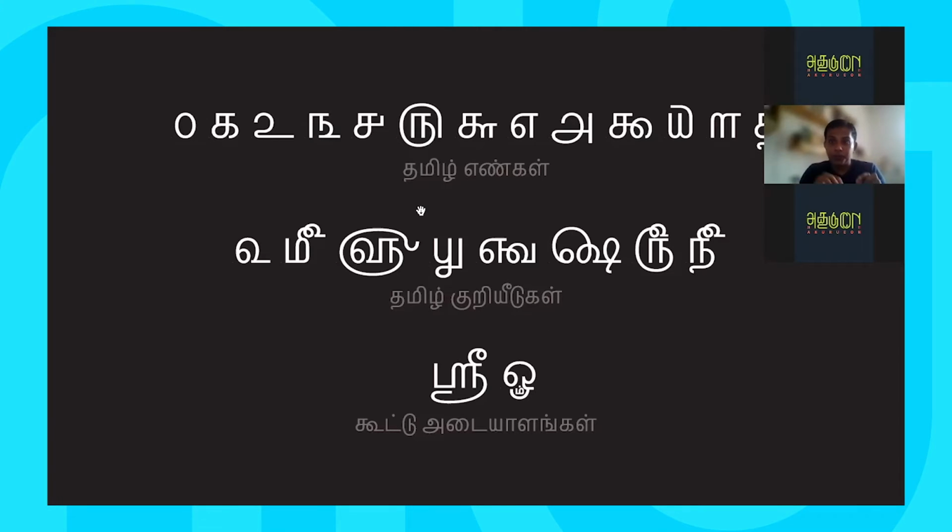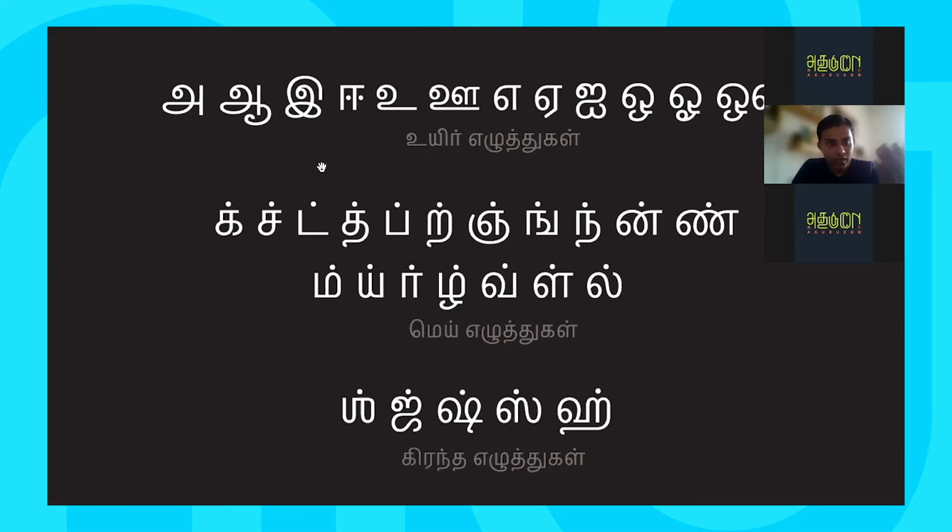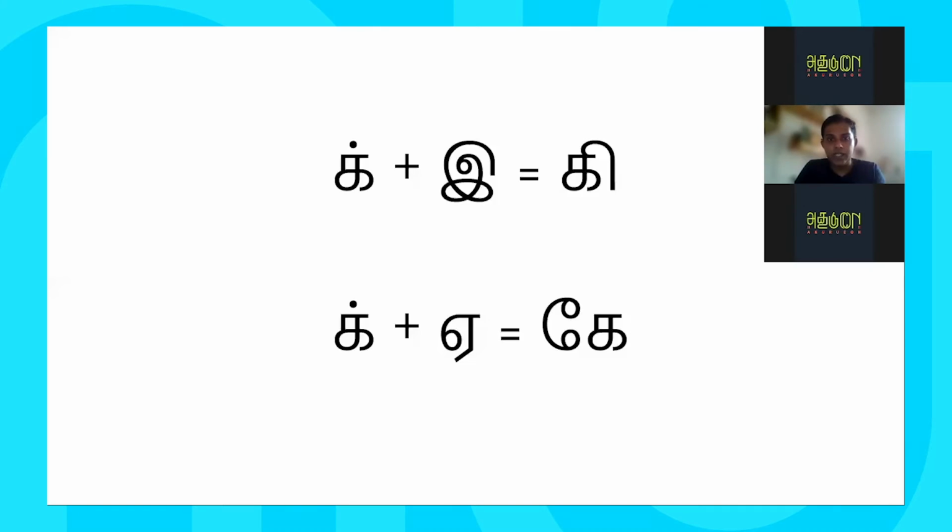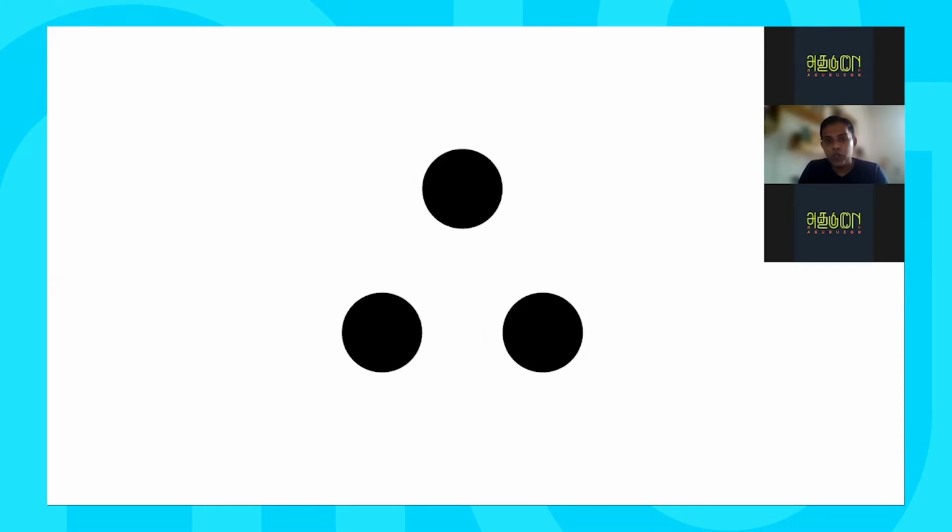Okay, so when we look at this, you see these vowels and consonants coming together and forming joint combined glyphs. Let's have a look. The ik, which is the first one, and the e combine together and form ki, and the ik and a combine together and form ka. And this is also a special letter in Tamil.